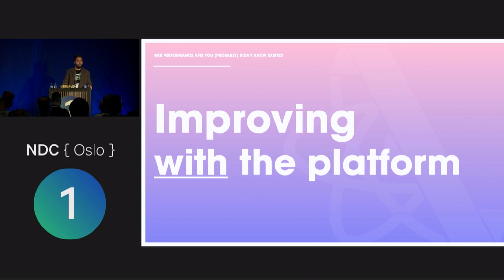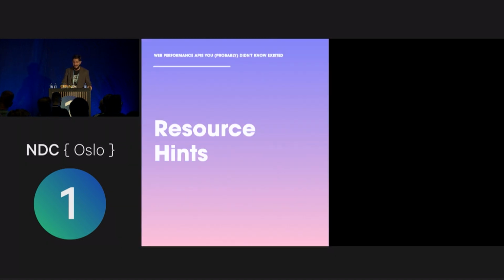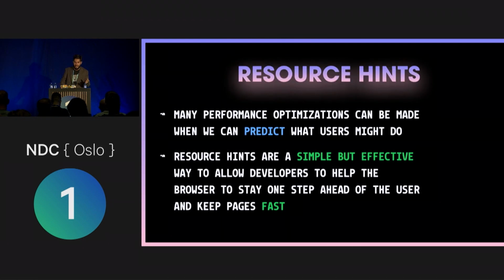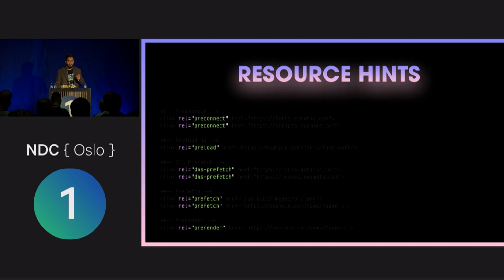So the first thing we have are resource hints. Resource hints work on the assumption that if we can predict some kind of behavior or action from the user, then we can optimize based on that. And they are really simple. We're going to see that most of them are just HTML attributes that we use, but they are effective if done the right way and based on metrics. So they look like this.